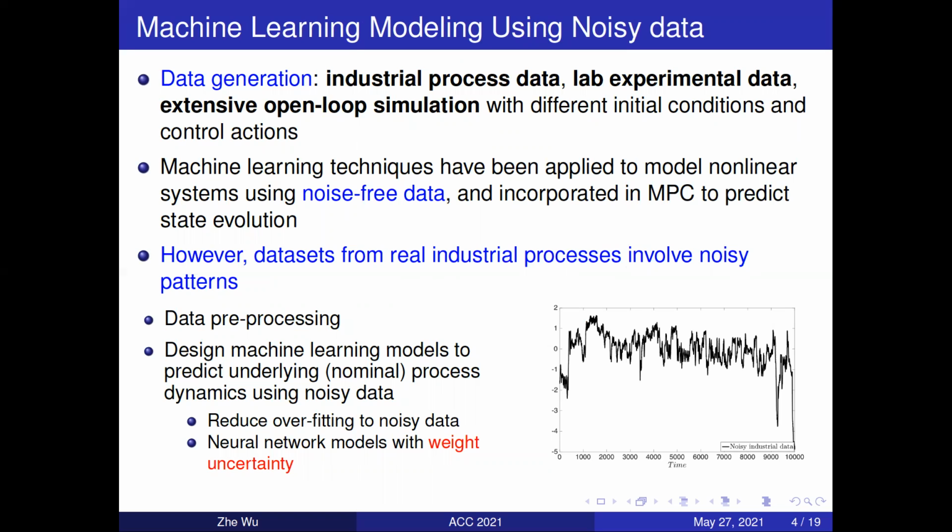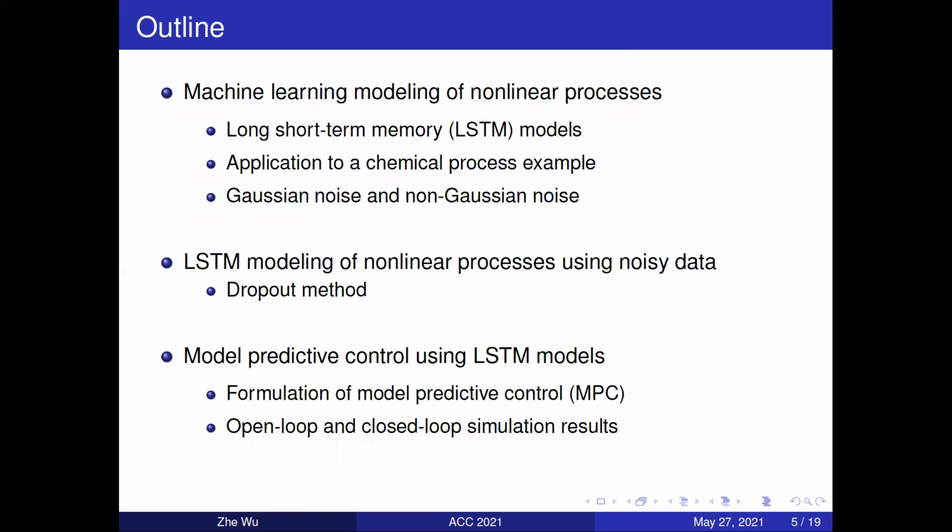But in this work, we want to design machine learning models to directly predict the underlying nominal process dynamics using the noisy data. Basically, we would like to reduce overfitting to noisy data, and we will use the dropout method to develop neural net models with weight uncertainty. Next, I will quickly go through the development of long short-term memory, LSTM, models and show an application to a benchmark chemical process example. We will cover both Gaussian and non-Gaussian noise in LSTM training.